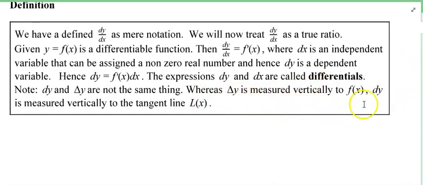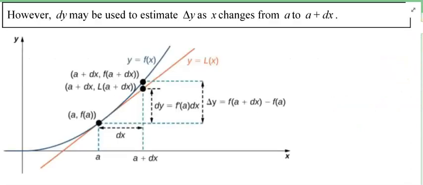If it's an estimation that we're doing, we can use dy as an estimate of delta y as x changes from a to a plus delta x. All right, so a visual would probably be a little bit more helpful in explaining that. So here is your y equals f of x in blue, and then your L of x, your linear function, is in orange right here, y equals L of x.